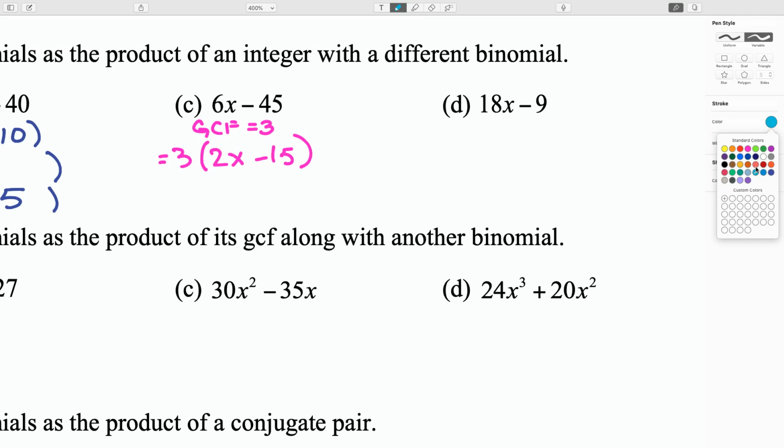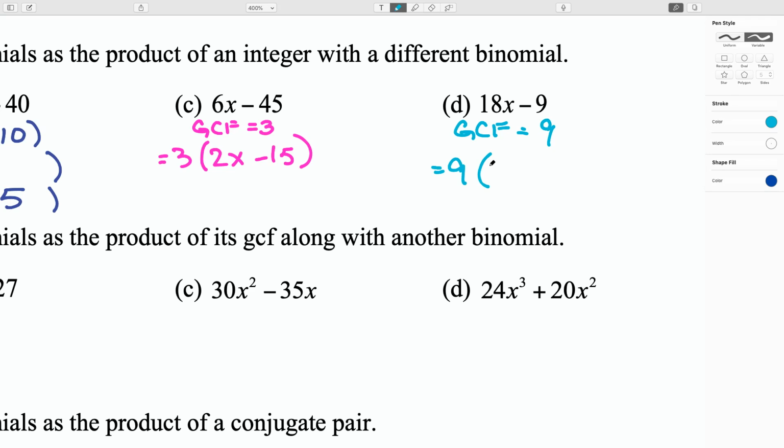18x and 9 have a common factor of 9. The GCF is 9, so we put 9 on the outside. 9 times what will give me 18x? 9 times 2x. 9 times what will give me 9 again? 1. Minus 1. So the factored form of 18x minus 9 is 9 times 2x minus 1.